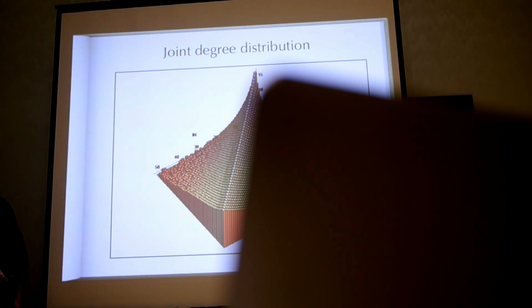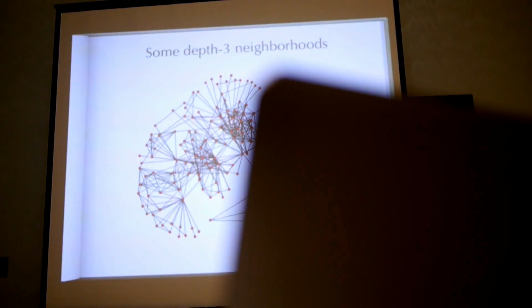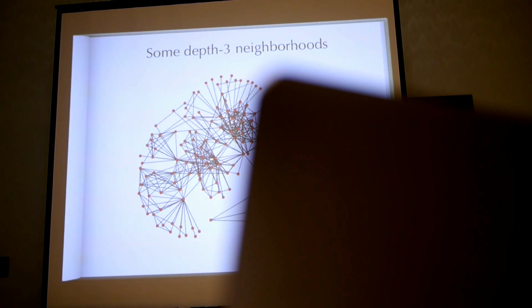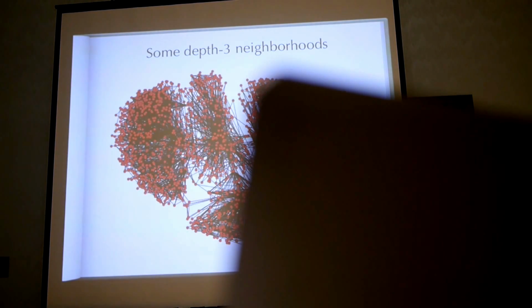It's also kind of fun to interpret sociologically what the difference in these two plots means about vanity and social isolation. Anyhow, this statistic is off. But perhaps the statistic that is most off is what you can think of as transitivity of adjacency. If Jack and Jill have a common friend, they're 18,000 times more likely to be friends themselves. The number of triangles is 18,000 times more than what Erdős-Rényi would predict. And here are some depth-tree neighborhoods, and as you can see, they look nothing like trees.